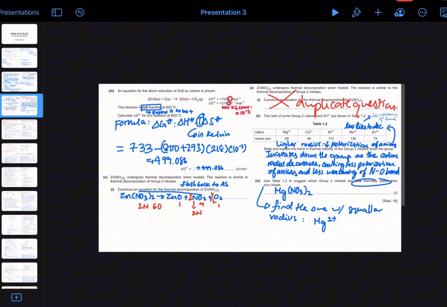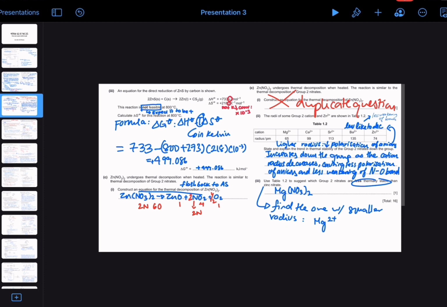temperature, which is in Kelvin, so make sure to convert it from degrees Celsius to Kelvin by adding 273, or you can subtract it if it's negative. And you multiply it by your entropy, and make sure to again convert it to kilojoule. And the end value is plus 499.086. Alright, okay. Question C.